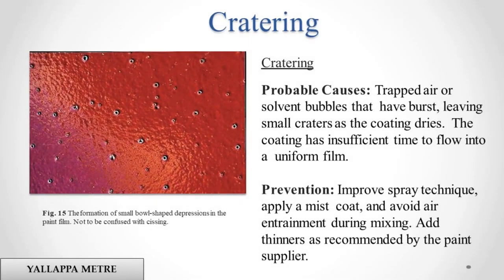Cratering. Probable causes. Trapped air or solvent bubbles that have burst, leaving small craters as the coating dries. The coating has insufficient time to flow into a uniform film. Prevention. Improve spray technique, apply a mist coat, and avoid air entrainment during mixing. Add thinners as recommended by the paint supplier.